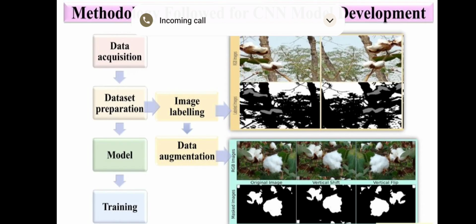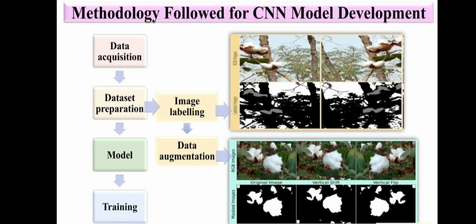Methodology followed by CNN model development. So the CNN model development involves data preparation, including collection and pre-processing, which is the normalization and augmentation of a large labeled dataset. Augmentation means that the dataset which is already found or which is already available.